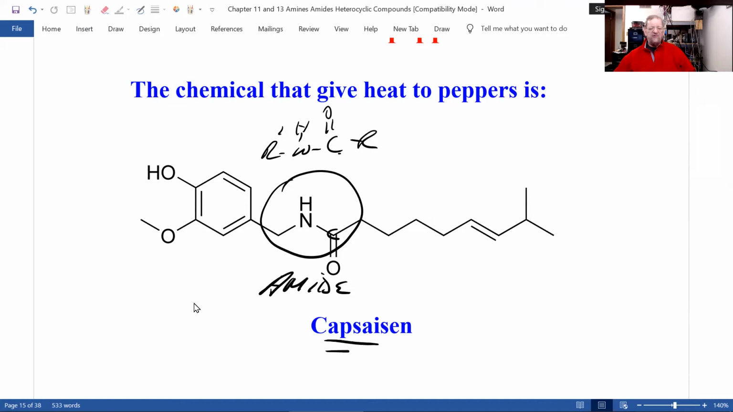And the more capsaicin present in a pepper, the hotter it is. If you look at red peppers or green peppers, there's almost none in there. If you go to, I don't know, say jalapeno peppers, there's a nice amount of capsaicin. Then if you go to habanero or ghost peppers, there's a lot.